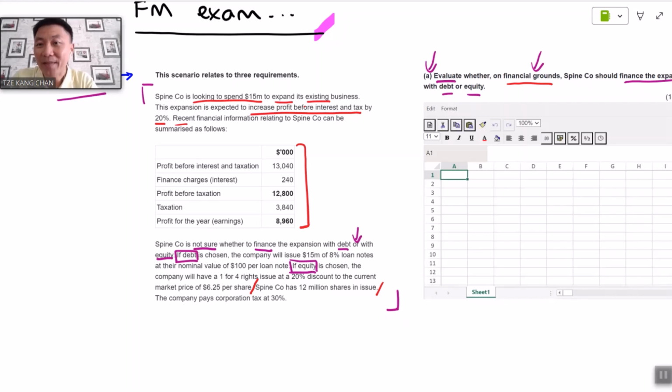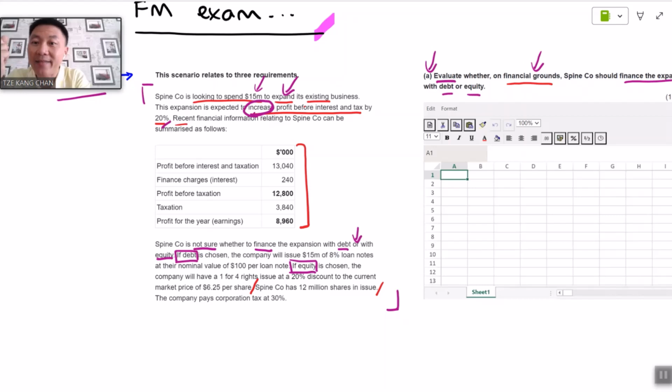By now, you should have an understanding of your own answer planning. Let's take a look at what I will suggest you do. First and foremost, this is the amount of funding that the company called Spy Company would like to raise to support the expansion of the ongoing businesses. With this expansion plan, as discussed earlier, it will cause an increase in the profit before interest and tax, in this case by 20%.